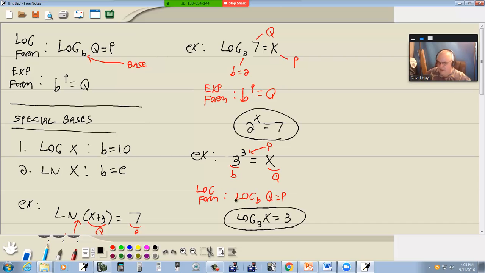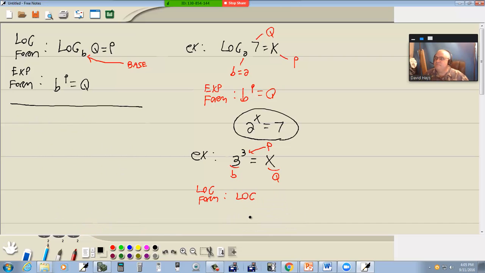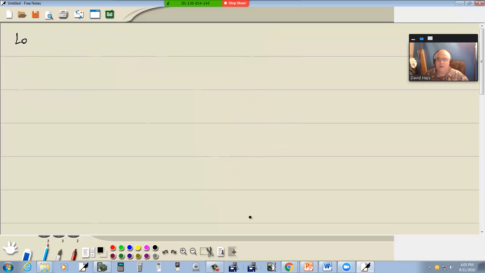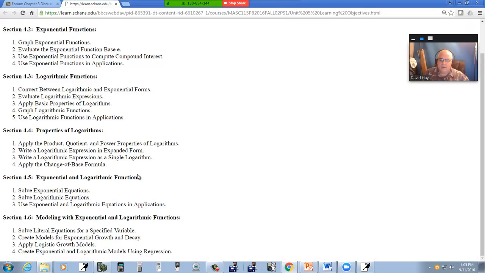Okay, let me clear those off. And that was converting between log and exponential forms.